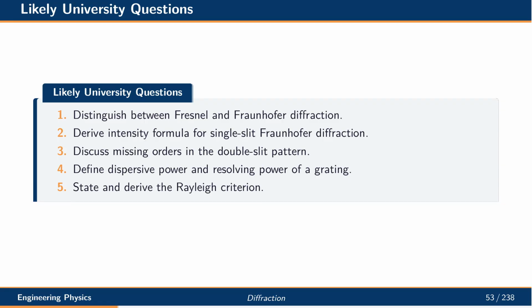Typical exam questions on this topic include distinguishing Fresnel and Fraunhofer diffraction. You should be able to derive the intensity formula for single-slit Fraunhofer diffraction. Discuss missing orders in the double-slit pattern. Define the dispersive power and resolving power of a grating. Finally, state and derive the Rayleigh criterion.